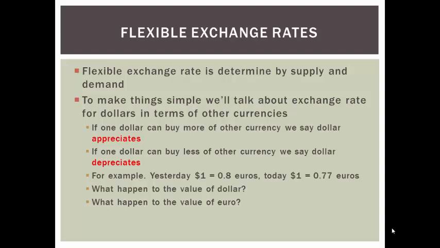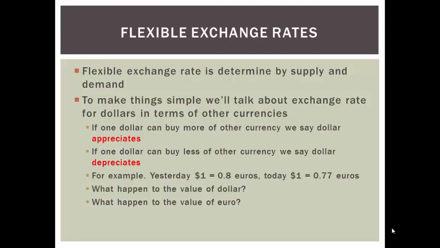To make things a little bit simpler than they could be, we will talk about exchange rates for dollars in terms of other currencies. So we're going to be trading dollars in our exchange markets, and we're going to measure the price of dollars in other currencies. If $1 can buy more of other currency, we'll say that the dollar appreciates. So the price of the dollar goes up. Now the dollar is costing you 50 euros instead of 30 euros. So the dollar appreciated.